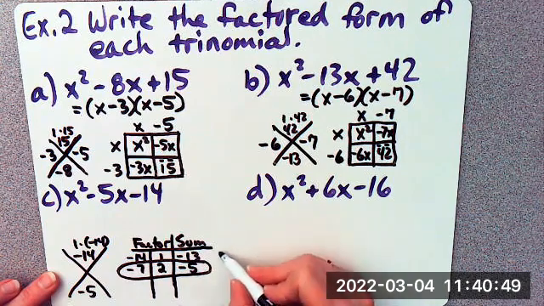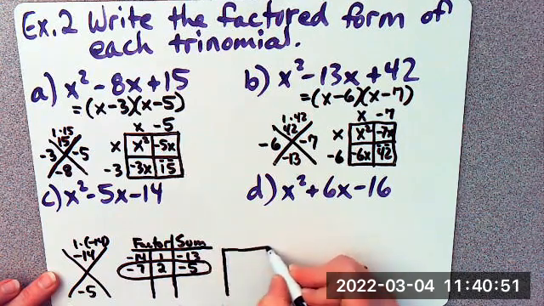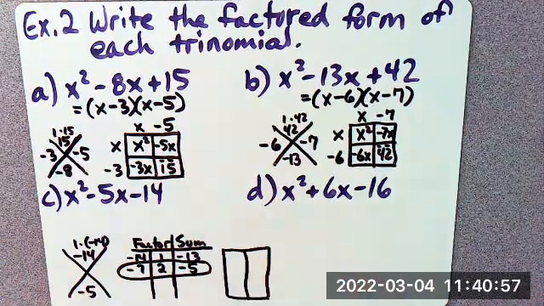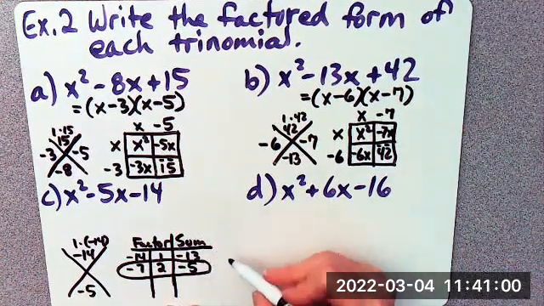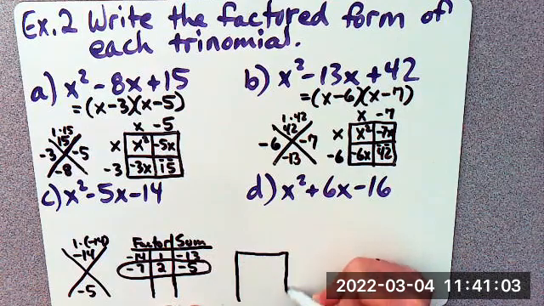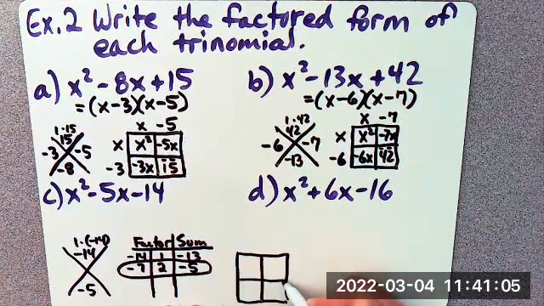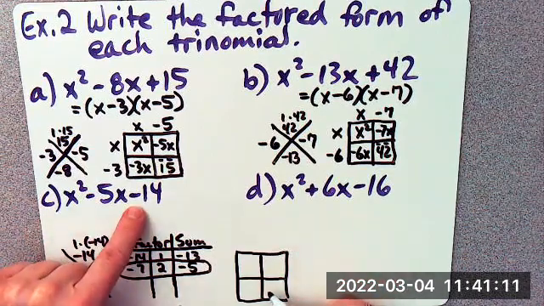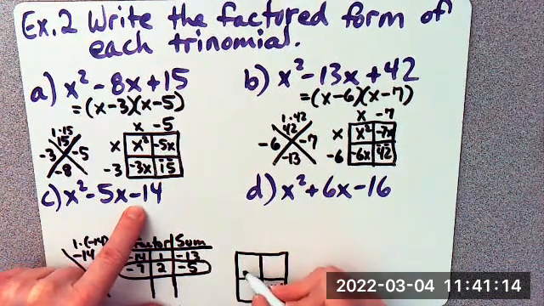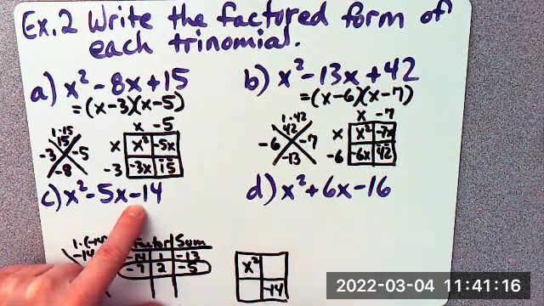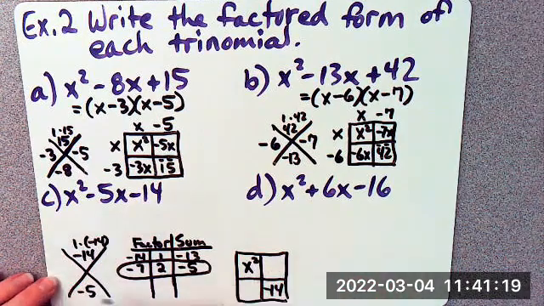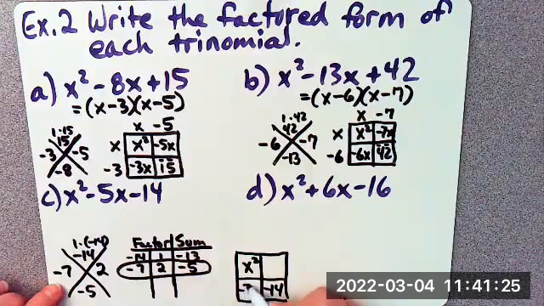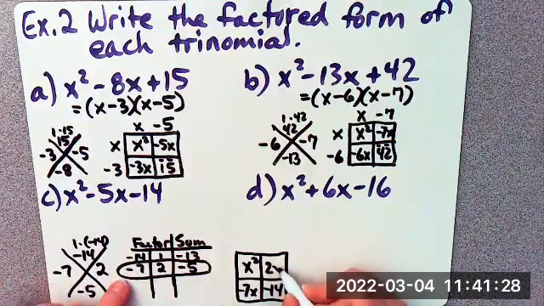Okay, so now we can do the box. Let me make the box a little nicer there. So this one, we don't have to worry about negatives making it a positive because that's just going to be a negative 14 down here. So we are only going to share that negative with one row or column. So we had a negative 7 and a 2 right here. So we're going to put a negative 7x and a 2x.